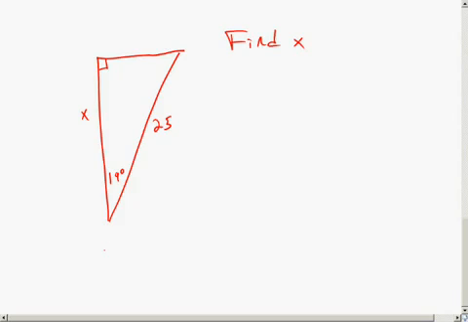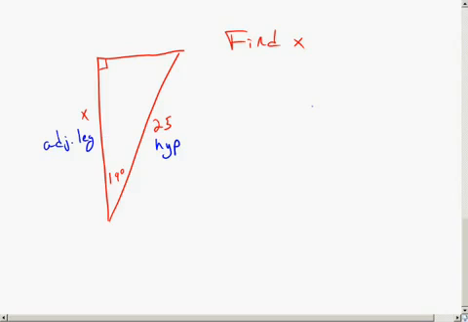So what does this mean? Well, I'm going to use a trigonometric ratio. I'm going to set up an equation and I'm going to solve it. So how do I set it up? Well, I think you need to label the side that you're given. That's the 25, that's the hypotenuse. Label the side that you're trying to find. That's x. Is that the adjacent leg or the opposite leg? Well, that leg touches the 19-degree angle, so that makes it the adjacent leg.